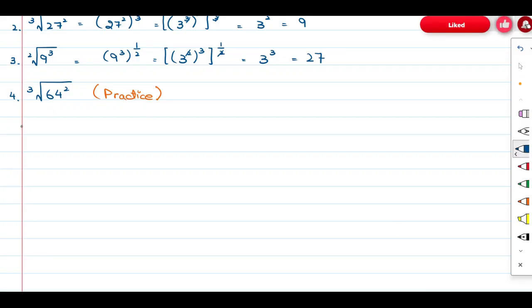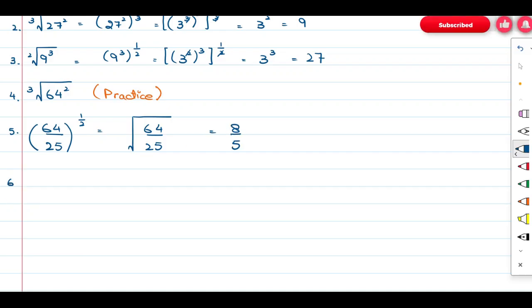So if I have now the fifth example, let's say 64 over 25 and its whole power is 1 by 2. So we can write this down as 64 over 25 and the square root. Root 64 is 8, root 25 is 5.